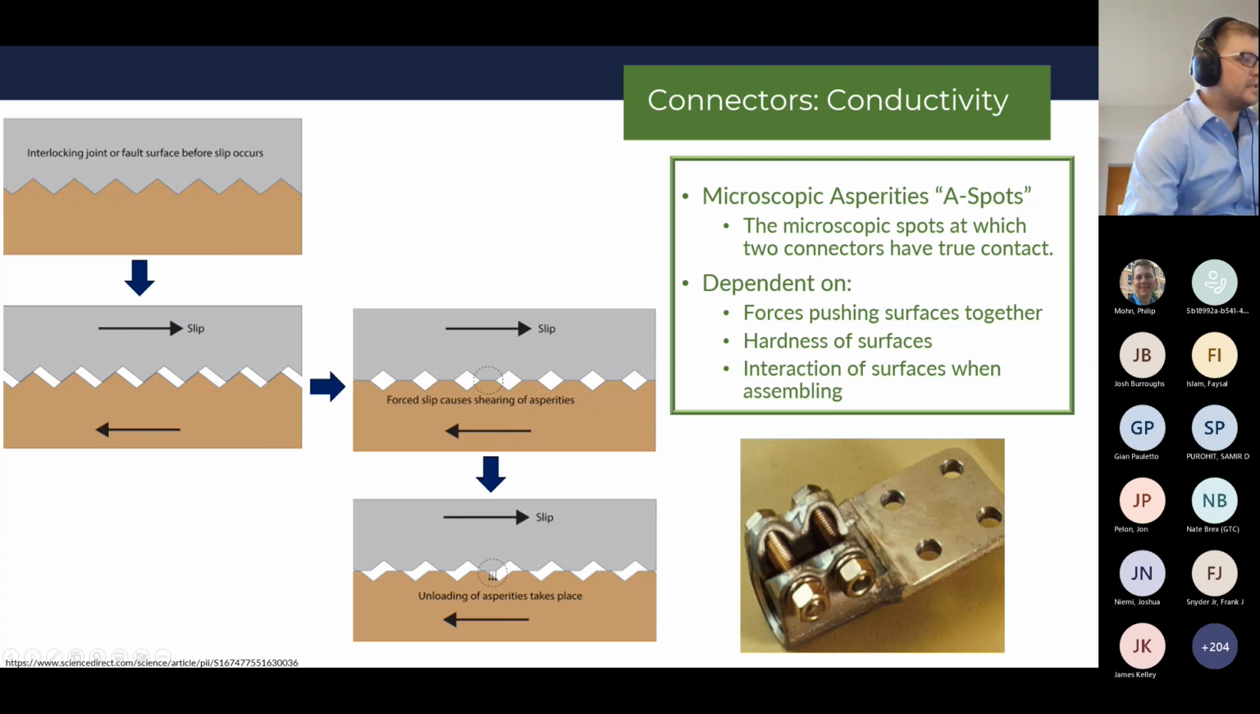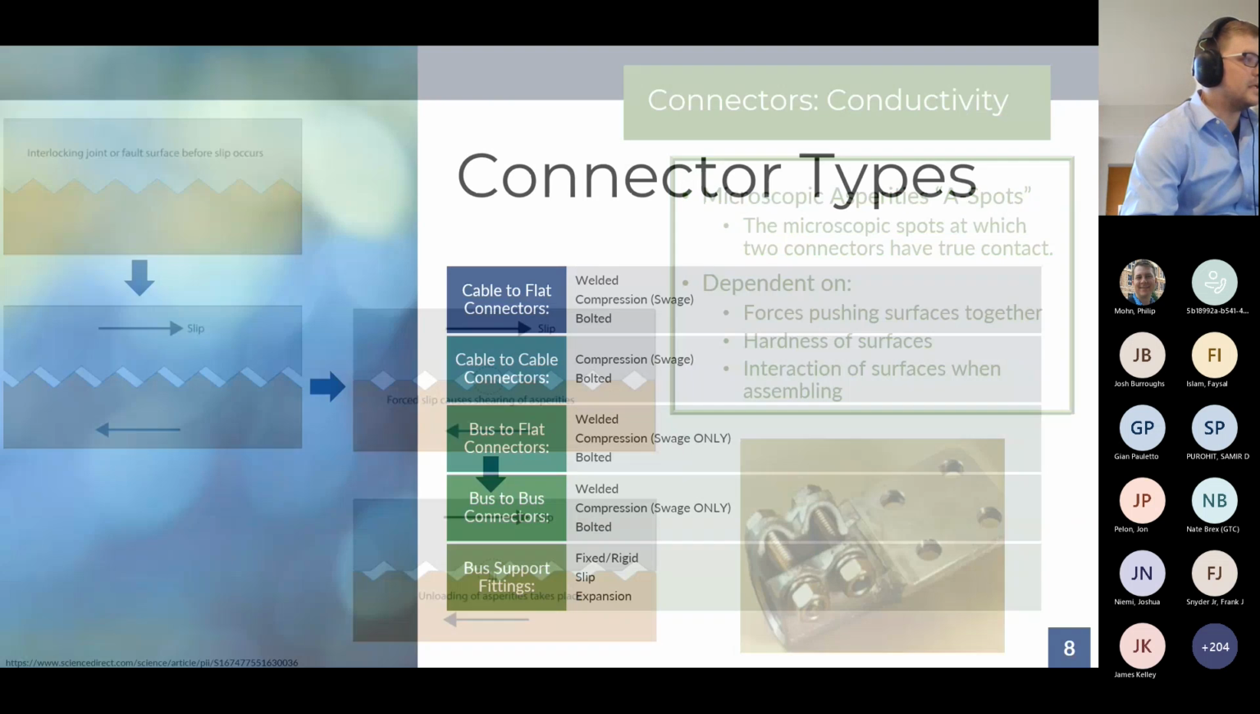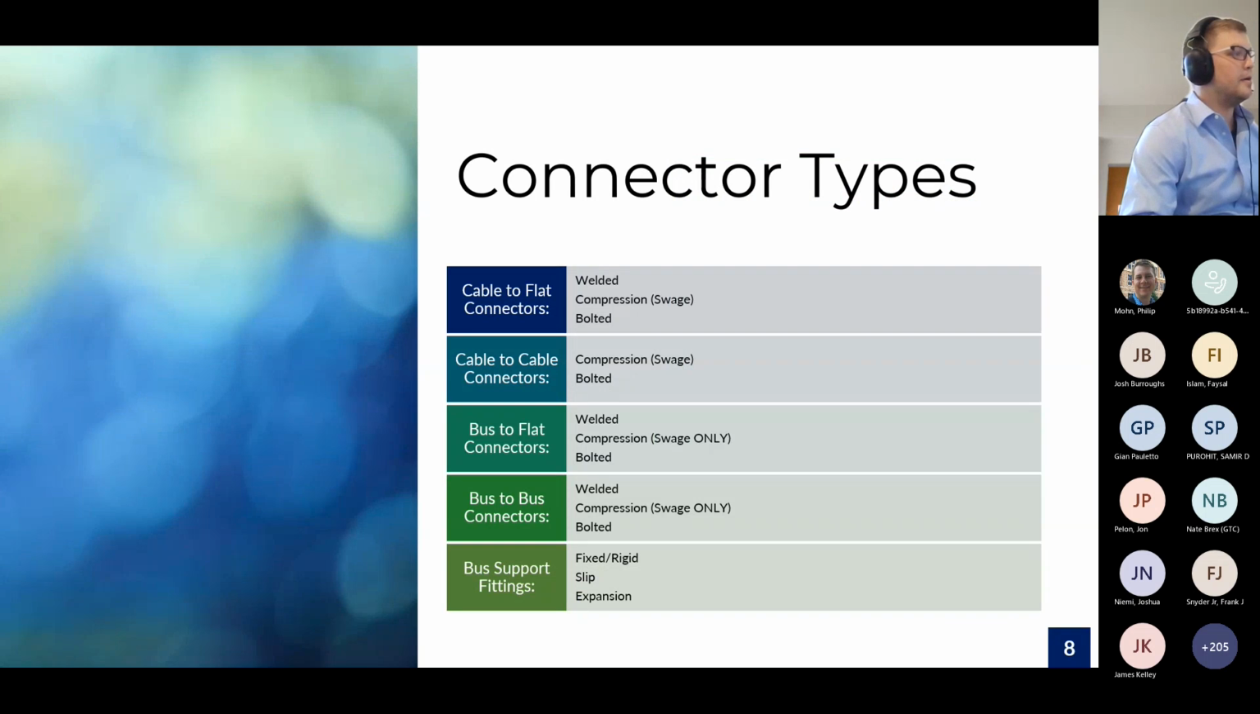So getting into some of the different types of connectors we're going to discuss today. There are the cable to flat. So you've got your ACSR, your AAC into a flat 4-hole pad, and there's the welded style, the compression style, which they also have a swage, and I'll talk about the differences of those two in a little bit, and the bolted style.